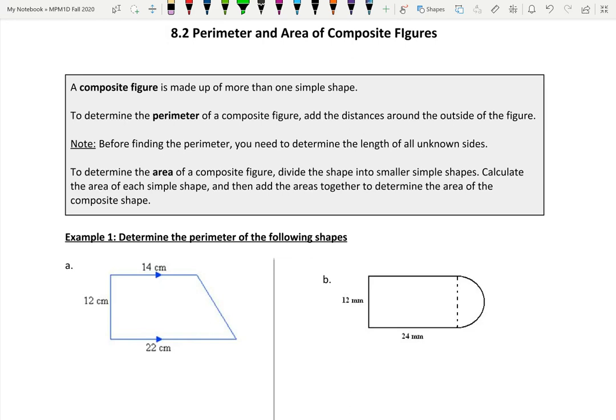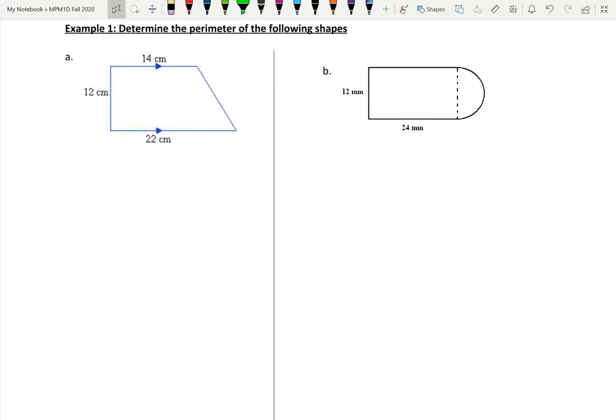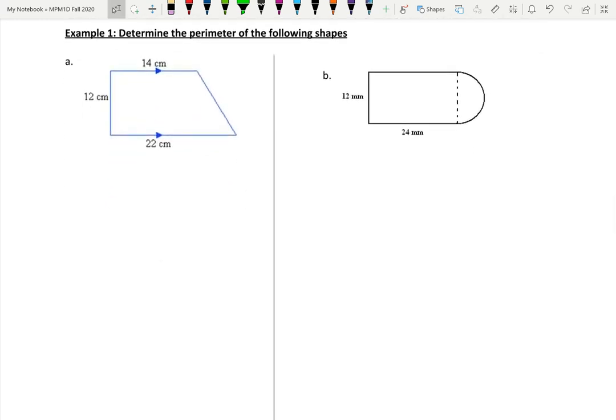Okay, so let's practice doing this. So the first example is determining the perimeter. So remember, perimeter is adding up all the exterior sides. So we're missing this side length right here.